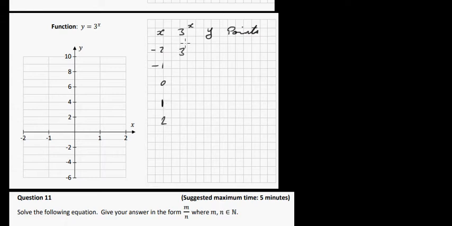So we've got 3 to the power of minus 2. From your rules of indices, that's just 1 over 3 to the power of plus 2, which is 1 over 9. So our y coordinate here is 1 over 9. So our point then is just going to be minus 2 and 1/9. 1/9, this is 1 here, so 1/9 would be very close to the x-axis here. So it's somewhere down around here.